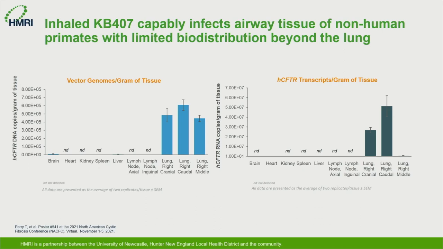But most importantly, we were able to demonstrate that KB407 capably infected airway tissue from these primates with limited biodistribution that went beyond the lung. So you can see reasonable levels here within lung tissue, but not within other tissues from the primates.